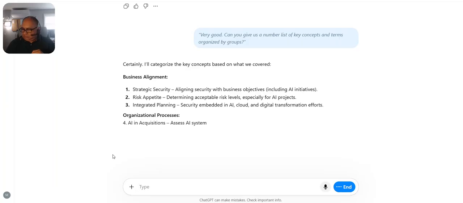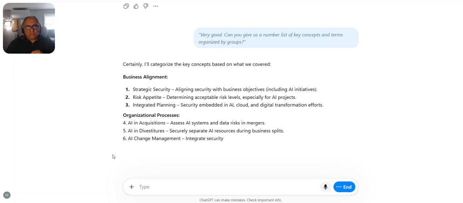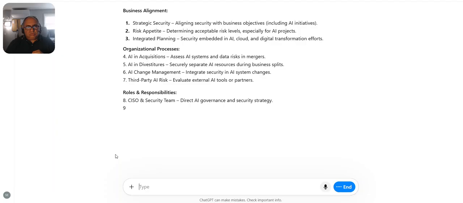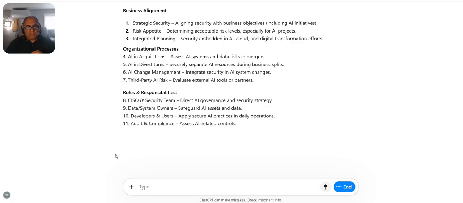Organizational processes. AI and acquisitions, assess AI systems and data risks in mergers. AI and divestitures, securely separate AI resources during business splits. AI change management, integrate security into AI system changes. 3. Third-party AI risk, evaluate external AI tools or partners. 4. CISO and security team, direct AI governance and security strategy. 5. Data system owners, safeguard AI assets and data. 10. Developers and users, apply secure AI practices in daily operations. 11. Audit and compliance, assess AI-related controls.